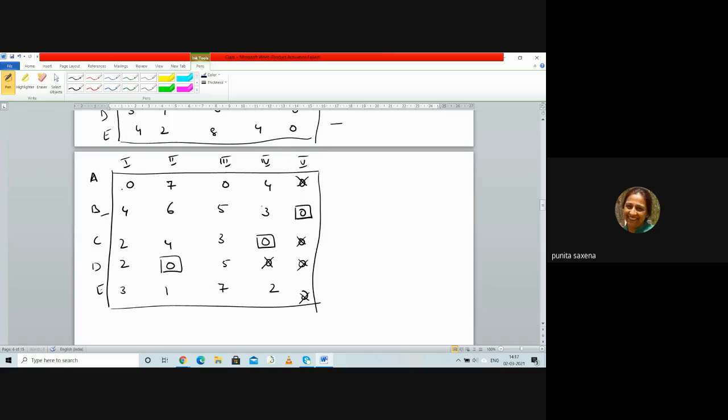Now, if I look at the first column, there is only 1 zero. So I mark it with a square and in that row, I strike off the zero which was present. Now I see, is there any zero left that has either not been marked with a square or not struck off? No, everything has been marked.